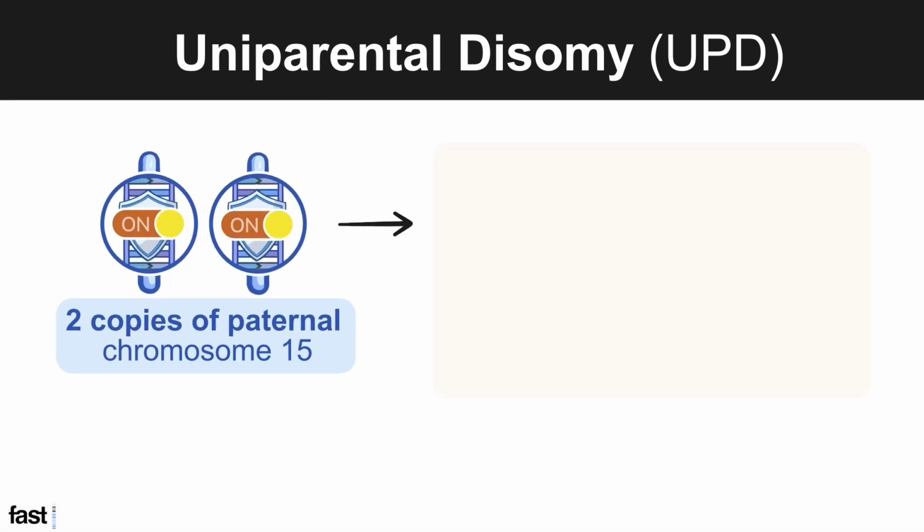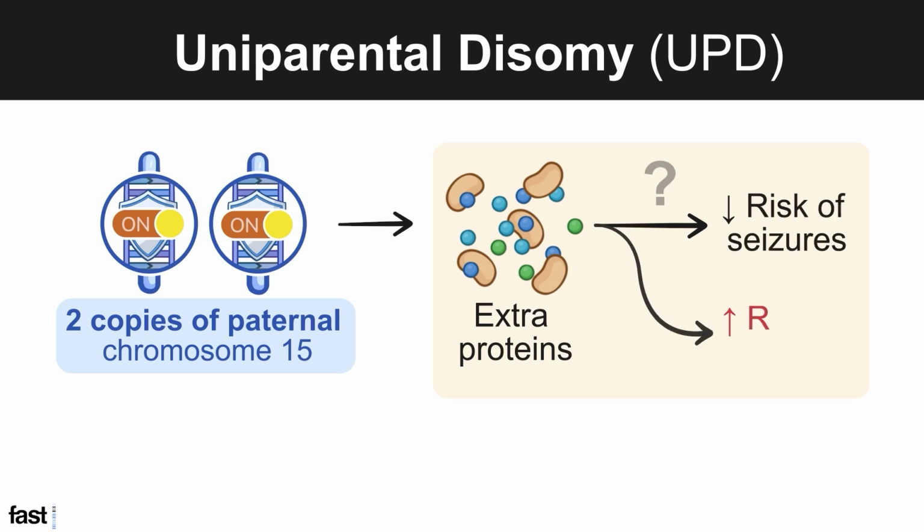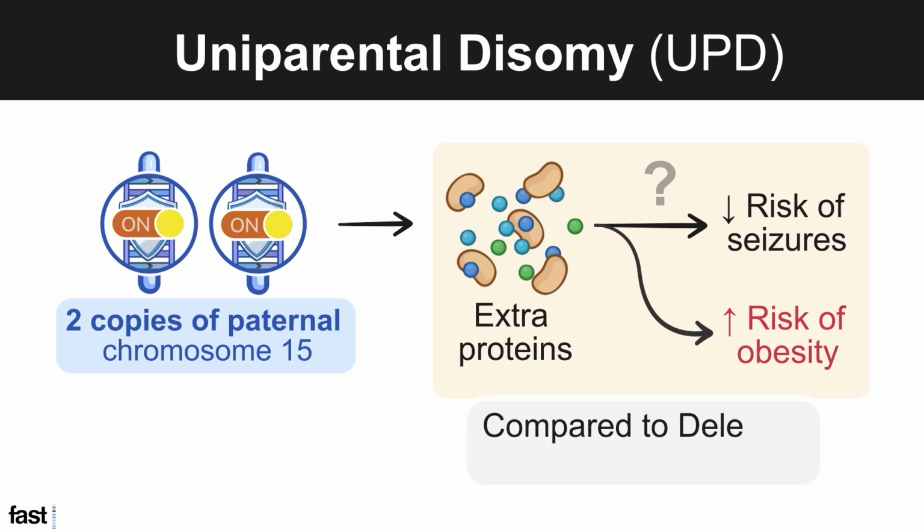In addition, individuals living with UPD-AS make extra proteins from several other genes that sit next to UBE3A and are turned on in both the paternal chromosome 15. These extra proteins may lead to a lower risk of seizures and higher risk of obesity in individuals living with UPD-AS as compared to individuals living with deletion or mutation AS.